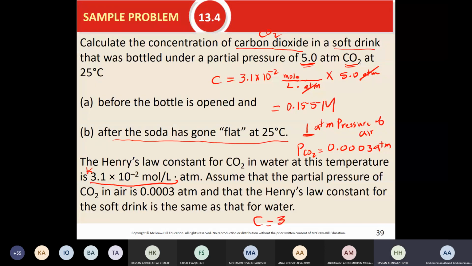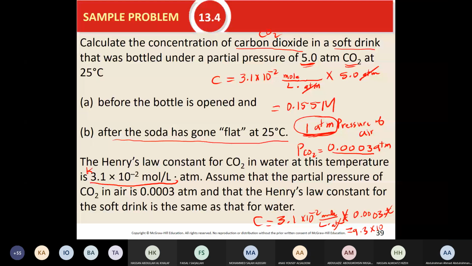So what will the concentration be when you open it? This number is constant, doctor, right? No, it depends on the pressure of the air. But usually the air is around 1 atmosphere. Then the pressure of CO2 only will be 0.0003. The concentration is 3.1 times 10 to the power minus 2 mole over liter atmosphere times 0.0003 atmosphere. Atmosphere cancels. The answer is 9.3 times 10 to the power minus 6. Exactly.